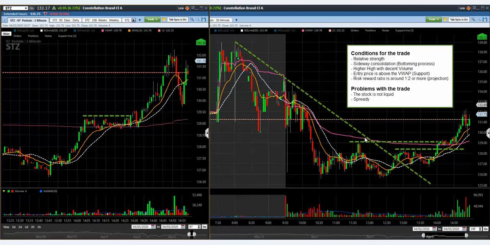Okay, so that's a good thing. So it's put in the bottom. Okay, and then it put in a higher low. Okay, and then it put in a higher high. All right, so as you can see, this stock is no longer in the downtrend line.